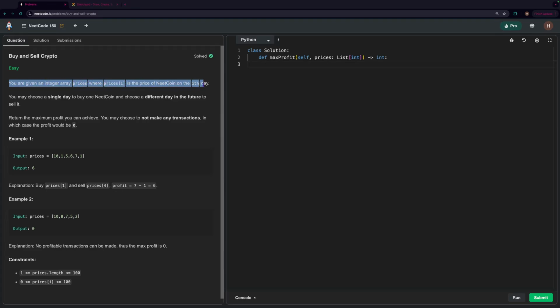NeetCoin on the ith day. You may choose a single day to buy one NeetCoin and choose a different day in the future to sell it. Return the maximum profit you can achieve. You may choose to not make any transactions, in which case the profit would be zero.